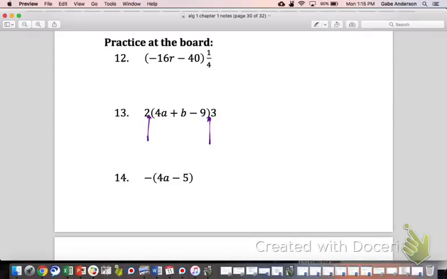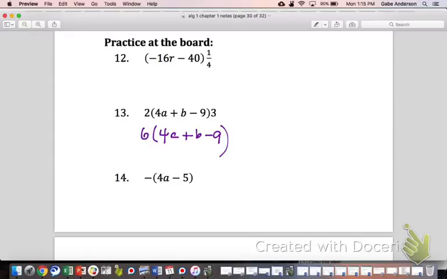Do you remember with multiplication, it's commutative? That means you can mix the order all around and that's okay. What I'd elect to do here is multiply the 2 times the 3 first, because I can. The order does not matter with multiplication. So I'd multiply the 2 times the 3, and that for my first step would give me, of course, 6, parentheses 4a plus b minus 9.